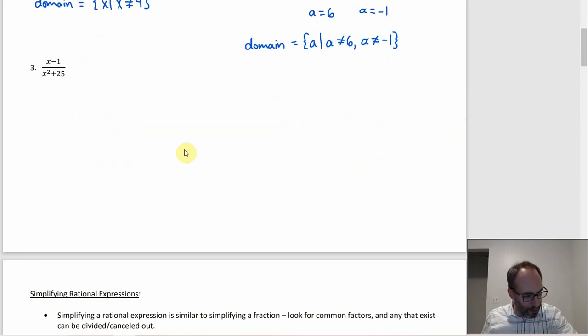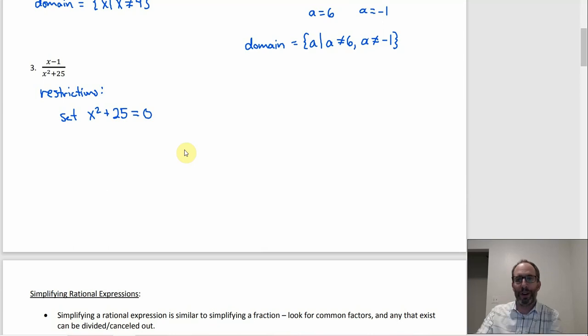Looks like we would do the same thing. So in order to get our restrictions, we would set the denominator equal to 0. So we're going to set x squared plus 25 equal to 0. However, in this chapter, there are no imaginary numbers. And I guess that makes sense because when we jumped ahead, they were in chapter 7, but we hadn't really talked about them before. So it makes sense that they wouldn't be in chapter 5 yet. And they actually don't show up until chapter 6.